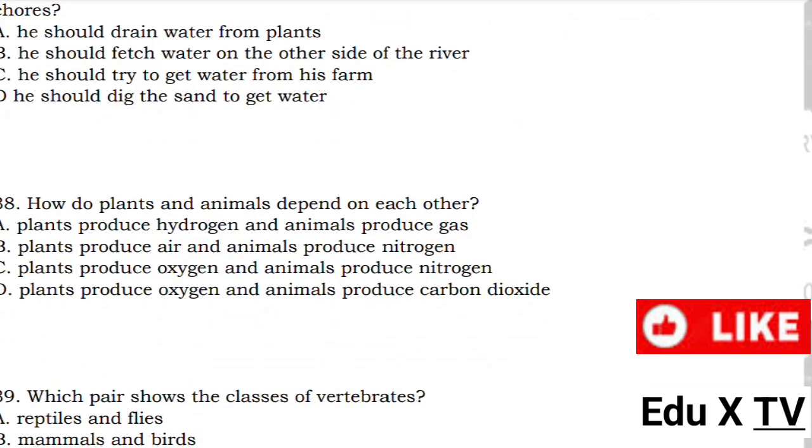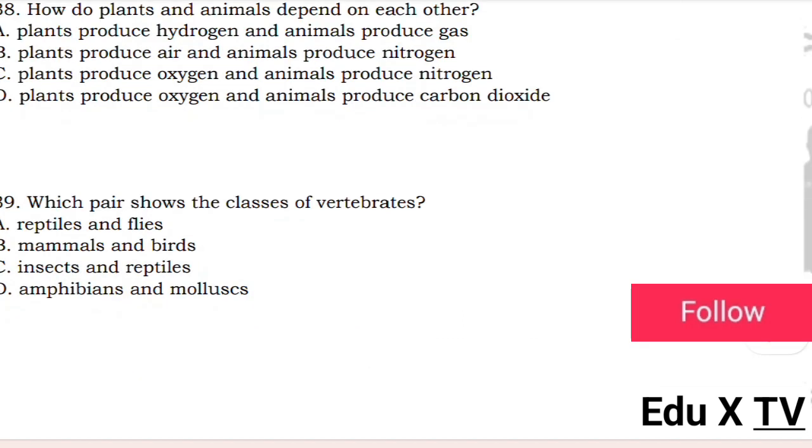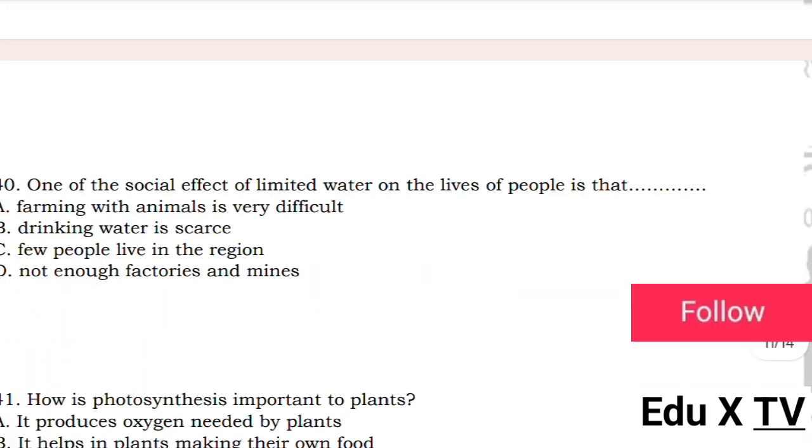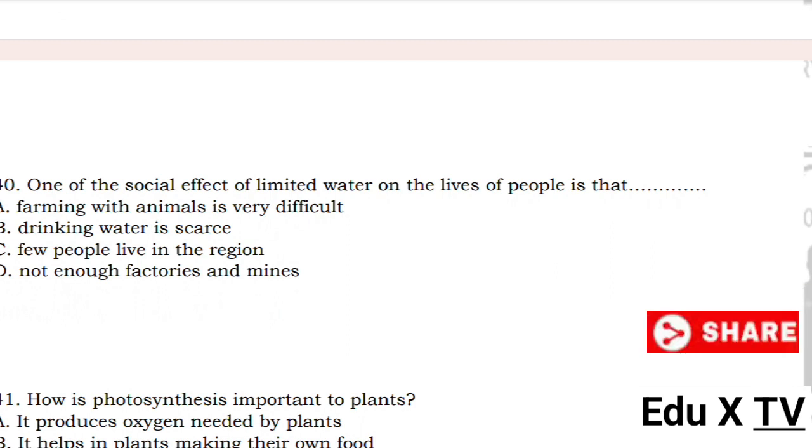Number 38. How do plants and animals depend on each other? The answer is D. Number 39. Which pair shows the classes of vertebrates? The answer is B. Number 40. One of the social effects of limited water on the lives of people is that. The answer is C.